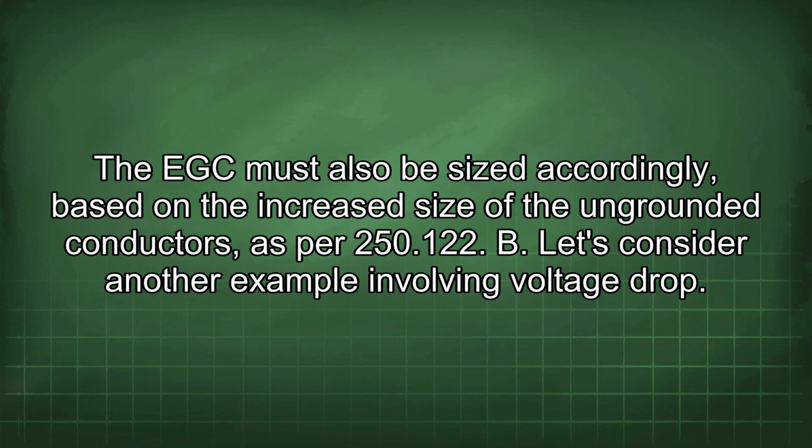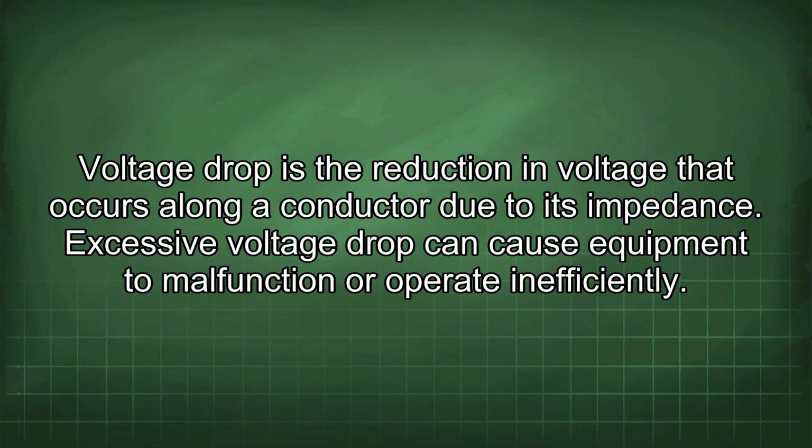The EGC must also be sized accordingly, based on the increased size of the ungrounded conductors, as per 250.122. Let's consider another example involving voltage drop. Voltage drop is the reduction in voltage that occurs along a conductor due to its impedance. Excessive voltage drop can cause equipment to malfunction or operate inefficiently.